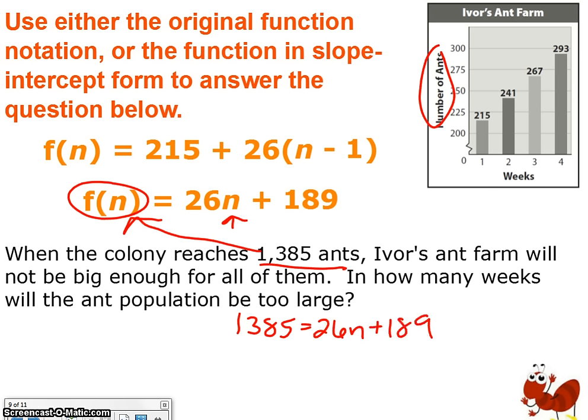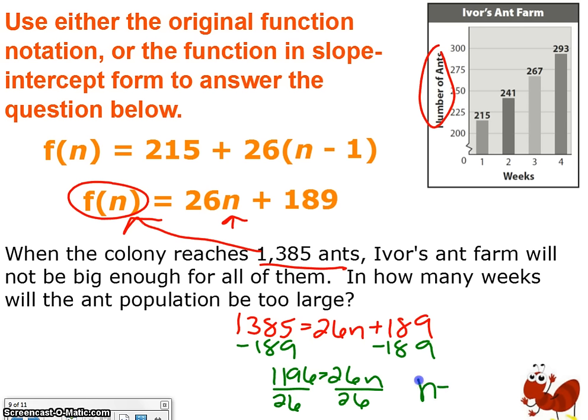This is just a basic two-step equation we should be able to fly through. I minus 189 from both sides, so 1,385 minus 189 gets me 1,196 equals 26n. Okay, next step in a two-step is to divide by 26, divide by 26. When I divide it by 26, n equals 46. So right now what this is telling me is that in 46 weeks, the ant farm will not be big enough to hold 1,385 ants. Very good.